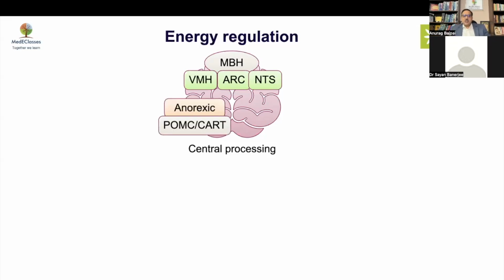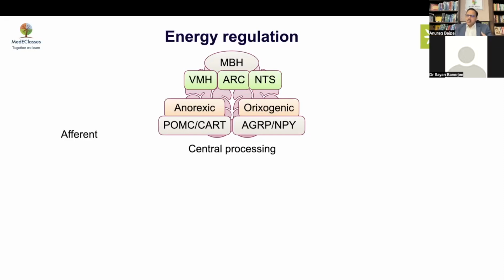So they are the anorexigenic pathways, which are the POMC pathway, and the orexigenic pathways. The anorexigenic pathways are activated when we have enough energy, and they will say, okay, we do not need to eat. And the orexigenic pathway will be stimulated when the energy levels are low.